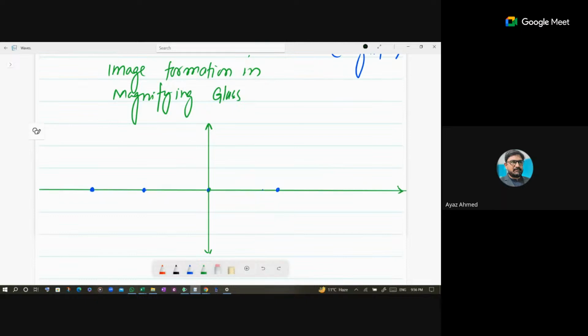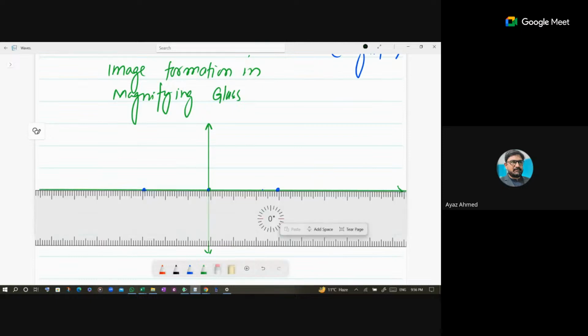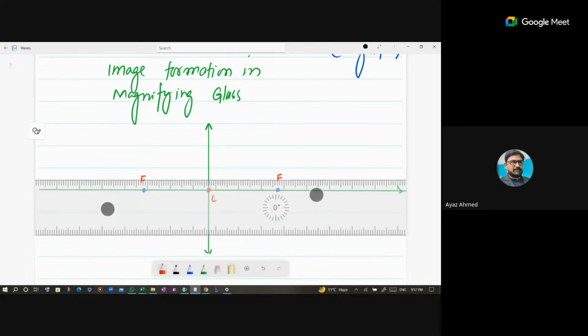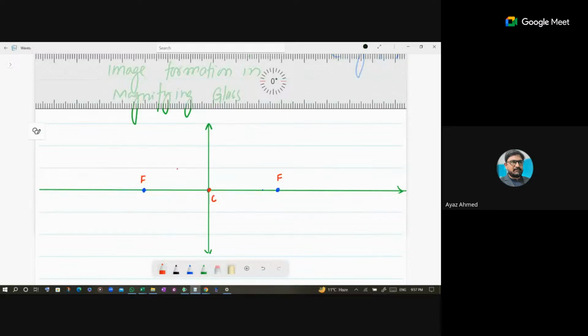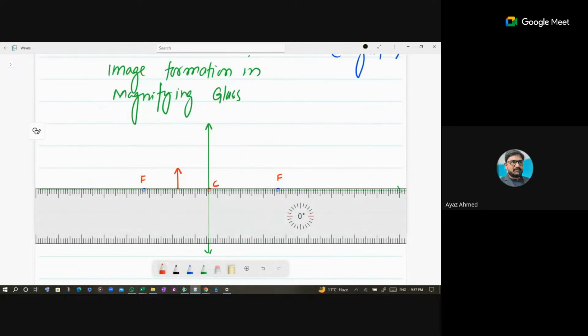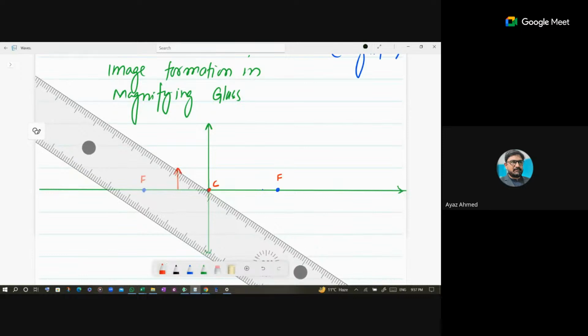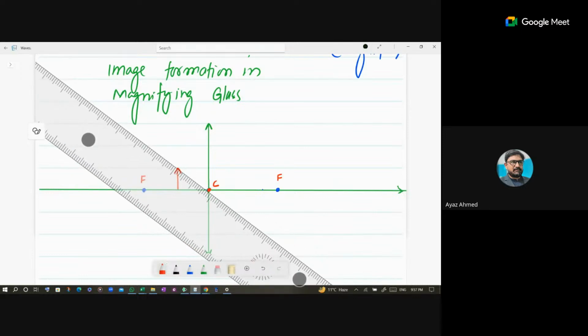Okay, I have 2 points over here. And Ariba, what do I call these points, by the way? Principal focus. Focal points are principal focus. And this is the optical center. Now, you have to make sure that the object is placed in between F and C for magnification. When you want your lens to be used as a magnifier, a magnifying glass, you have to ensure that the object is placed in between F and C.